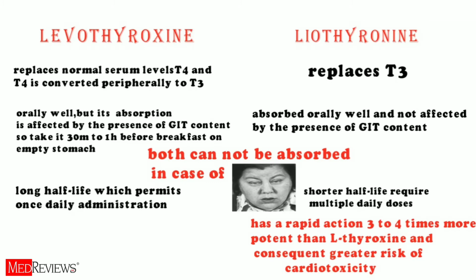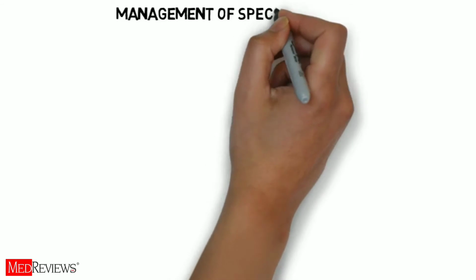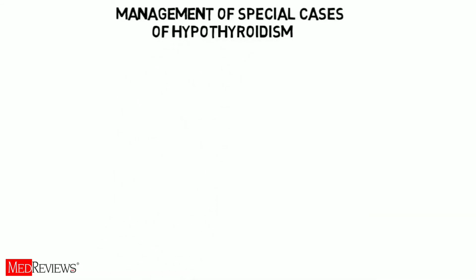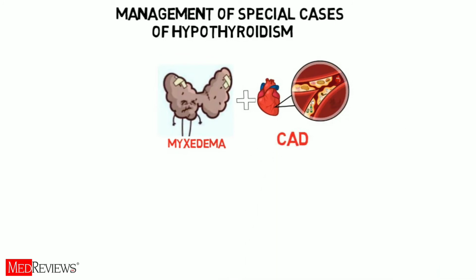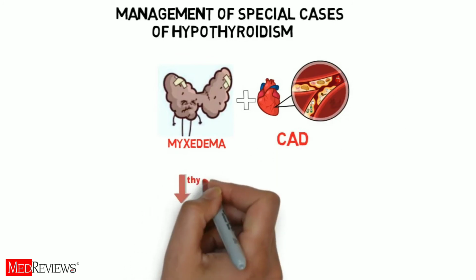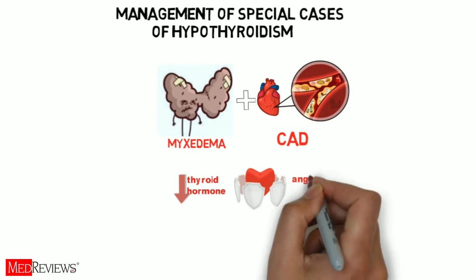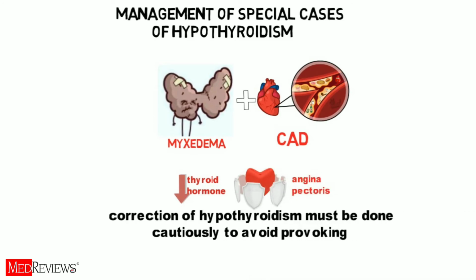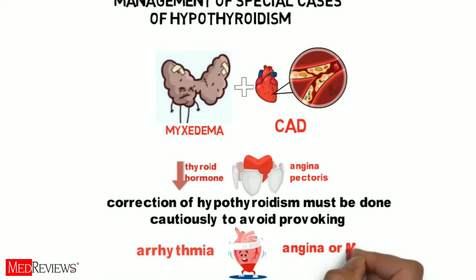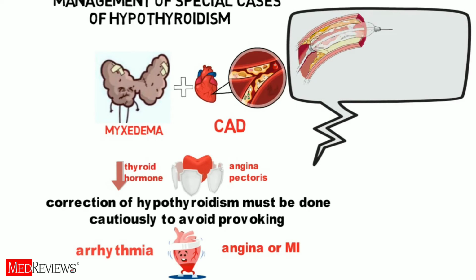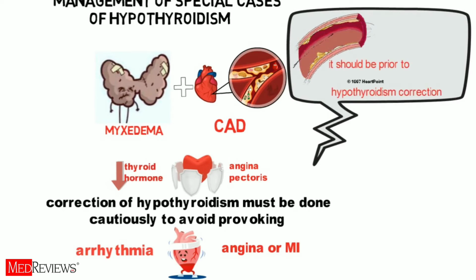After talking about the thyroid hormone preparations and comparing between them, let's talk about management of special cases of hypothyroidism. First, myxedema with coronary artery disease. As we know, the low level of thyroid hormone in these patients protects their hearts from angina pectoris, so correction of hypothyroidism must be done cautiously to avoid provoking arrhythmia, angina, or acute MI. If coronary surgery is indicated, it should be done prior to hypothyroidism correction.